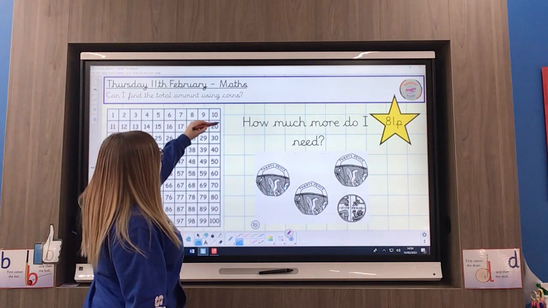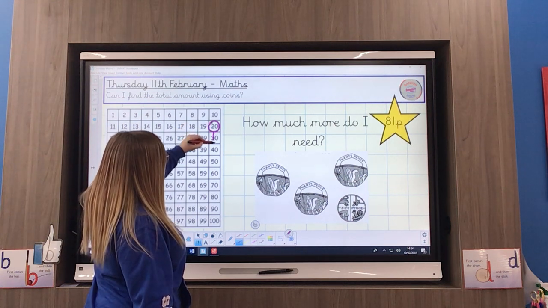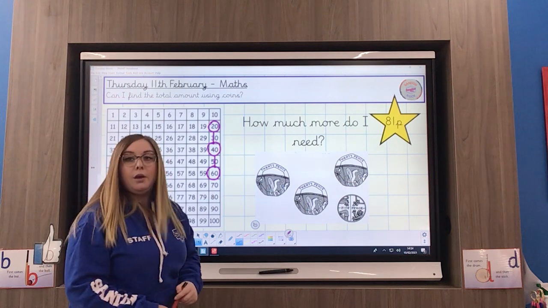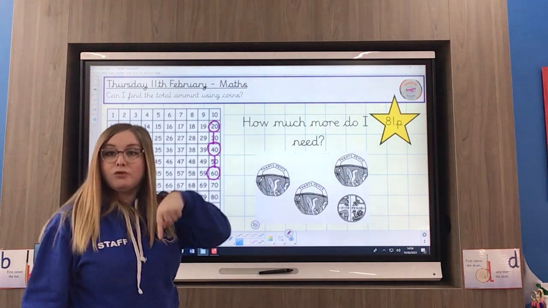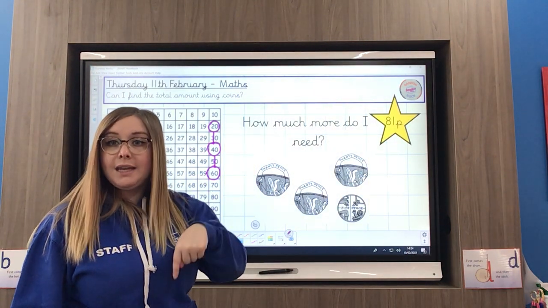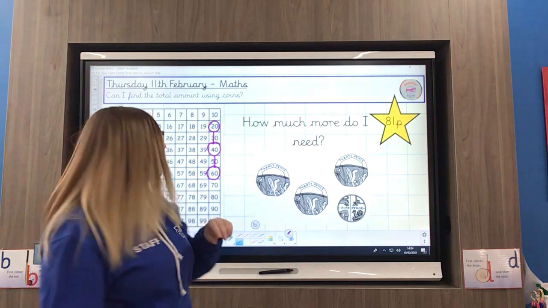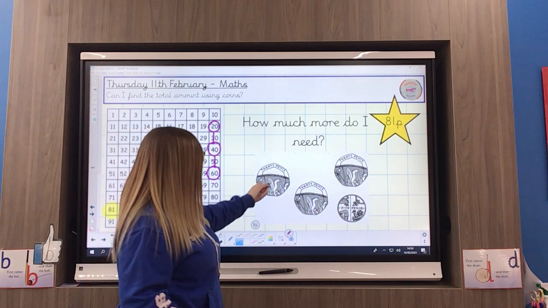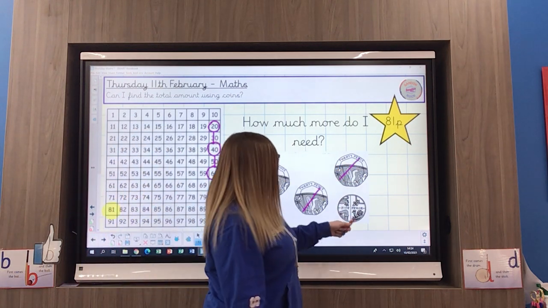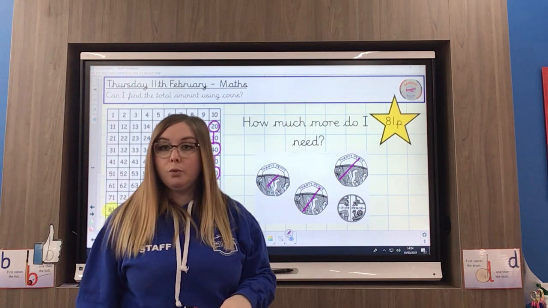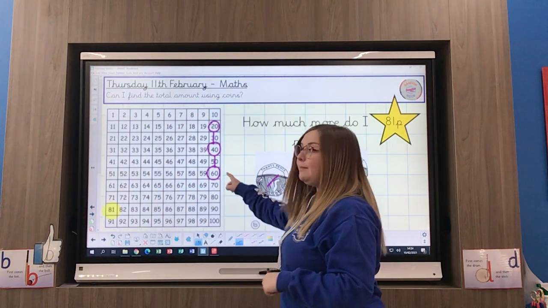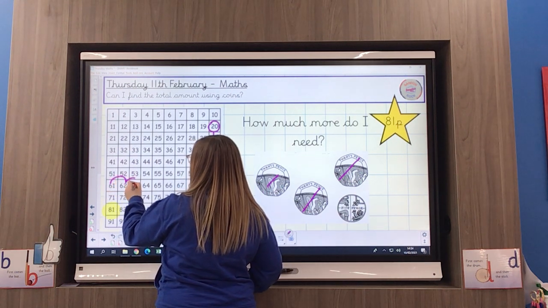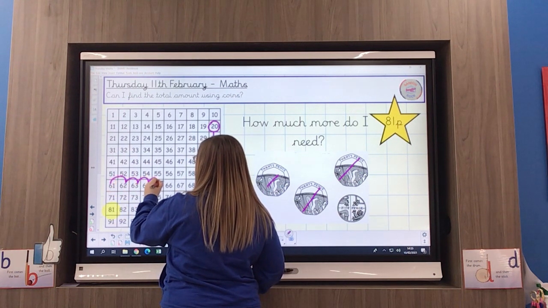So 20, add 20, add 20. Because remember, whenever we add 10, we can just go straight down. So if we go straight down 2 boxes, that's 20. So 20, 40, 60. So I've done these ones. Now I've got 5 more to add. So I'm at 60. I need to add 5 more. 1, 2, 3, 4, 5.